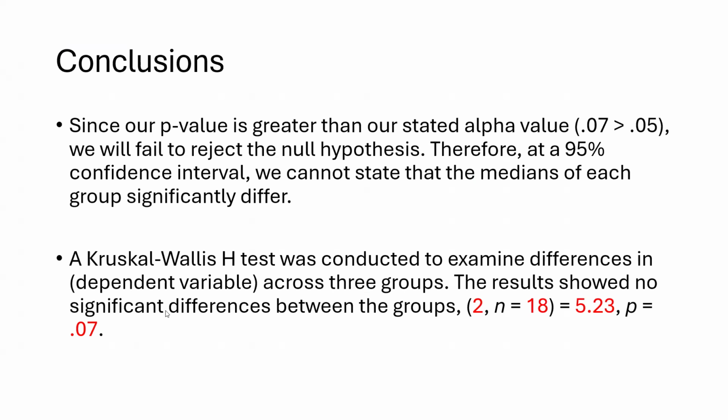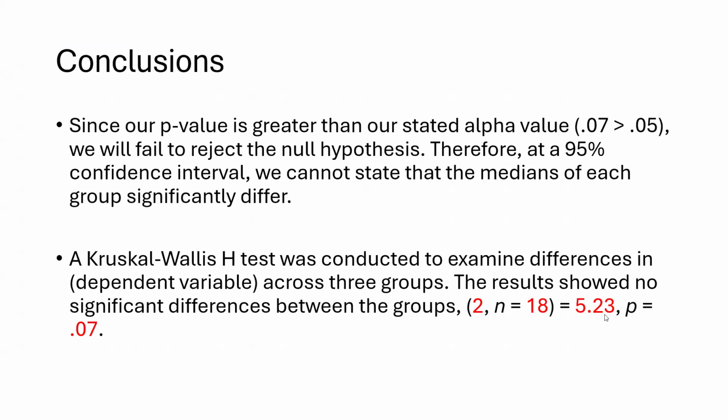The results showed no significant differences between the groups, and that's because our p-value is 0.07. If our p-value is less than 0.05, we are going to say that the results showed significant difference. But in this case, because our p-value is greater than 0.05, the results showed no significant difference between the three groups. This 2 is our degrees of freedom. N is the number of observations in all groups. So each group summed together, N equals 18. That's our total number of observations.